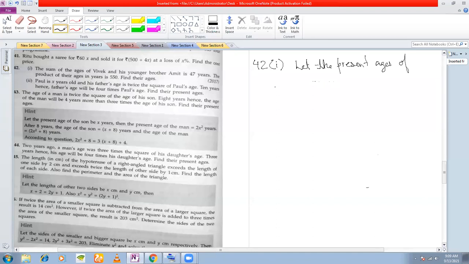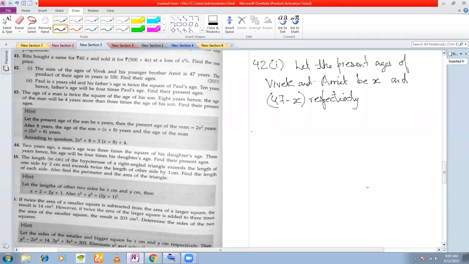of Vivek and Amit be x. And because the sum is 47, you can take the other age to be 47 minus x, respectively. Okay. So take one age to be x, the other age you can take 47 minus x because you know the sum of the ages to be 47.